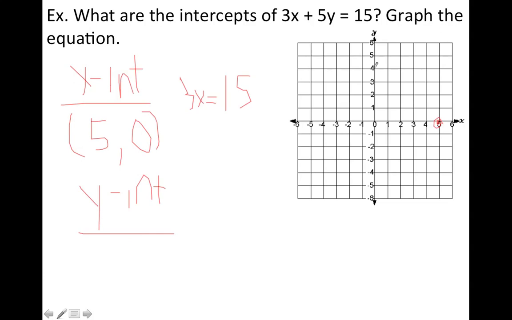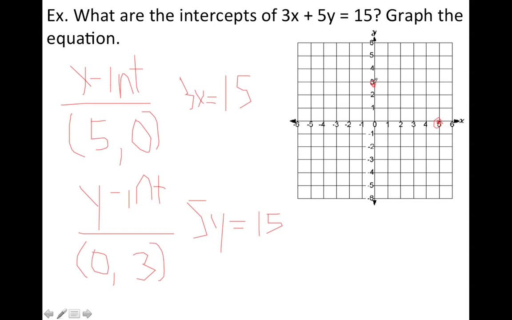Again, the y-intercept, we're on the y-axis. We're not moving left or right off of that axis, so again our x value this time will be 0. And that means we plug in 0 into our equation wherever we see an x, so this term would be gone, and we're left with 5y equals 15. And we have to get y by itself, so we divide both sides by 5, and we get 3 for our y-intercept. So we plot that point at 0, 3.